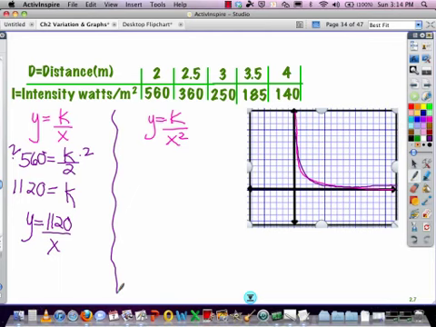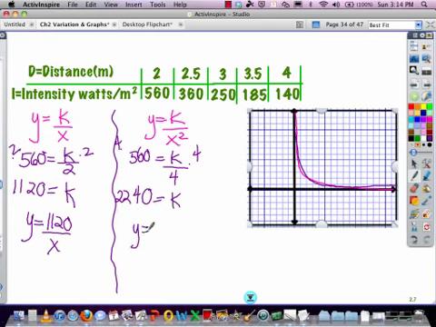Second one, same point, just to be consistent here. When y is 560, we don't know k. X is 2, but 2 squared in this equation would give me a 4 down there. So we'd have to multiply by 4 on both. So this time we'd get k equals 2240.